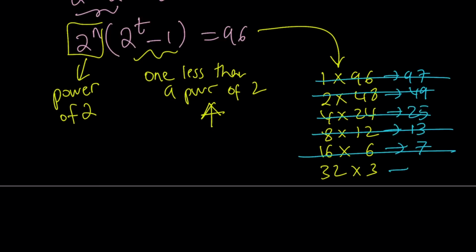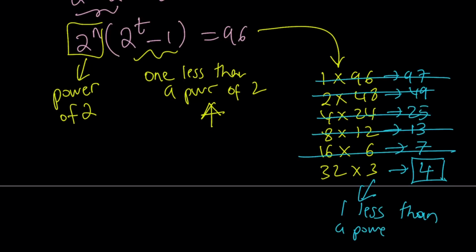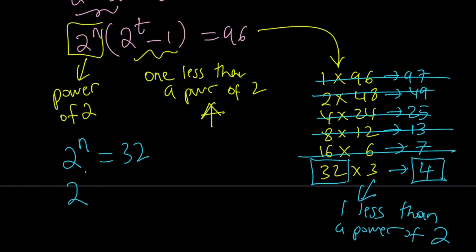3, if you add 1, you're going to get 4. And yes, 4 is a power of 2, which means 3 is 1 less than a power of 2. Okay? In other words, 3 is 4 minus 1, and 4 is a power of 2. So that gives you a unique situation here. And you can tell that 2 to the power n in this case is going to be 32. So we have 2 to the power n equals 32, and 2 to the power t minus 1 equals 3.